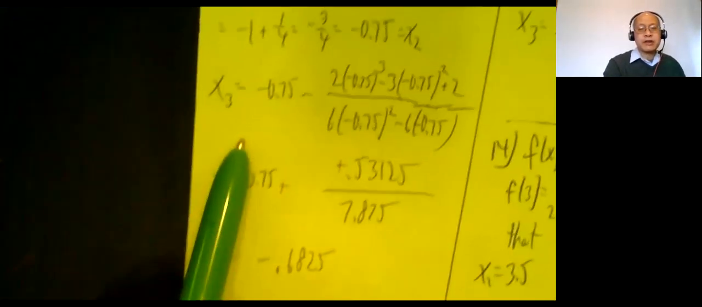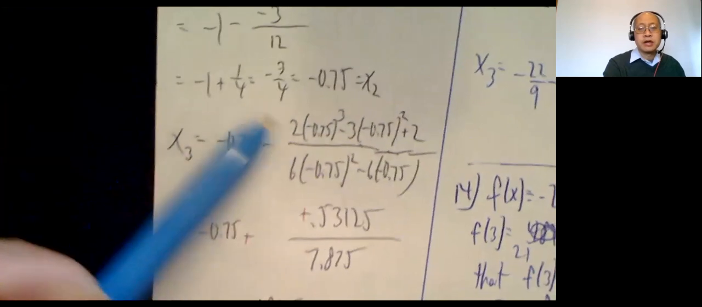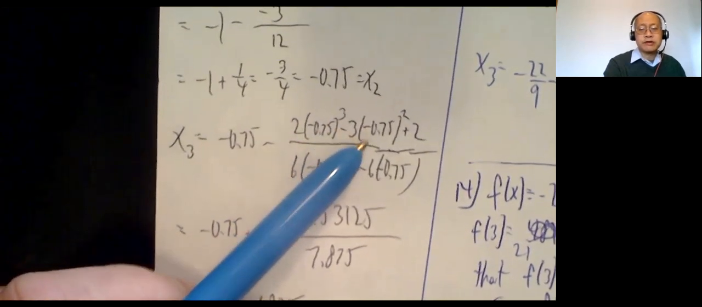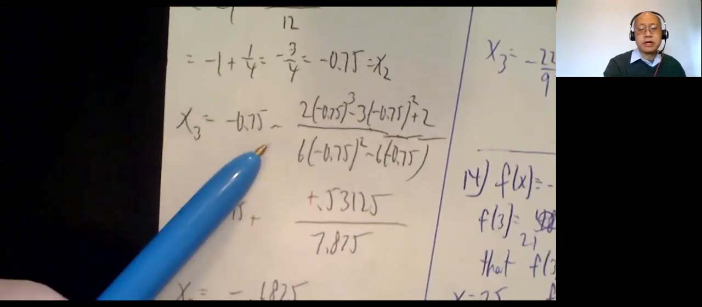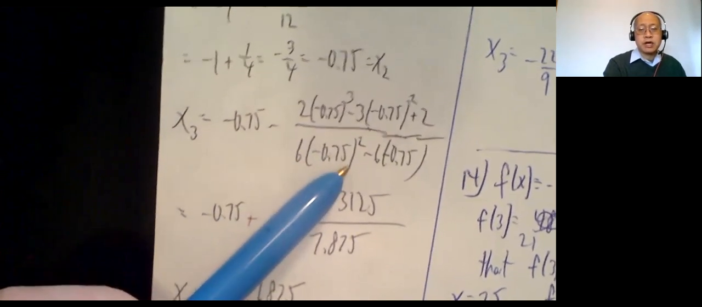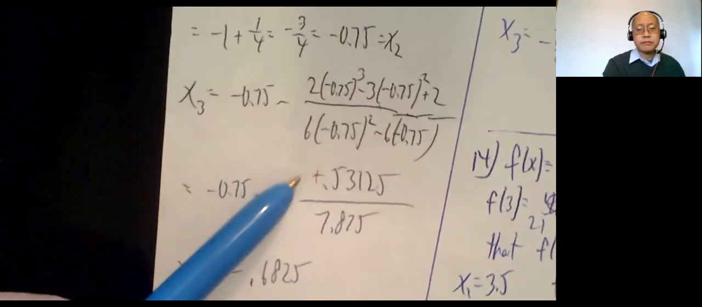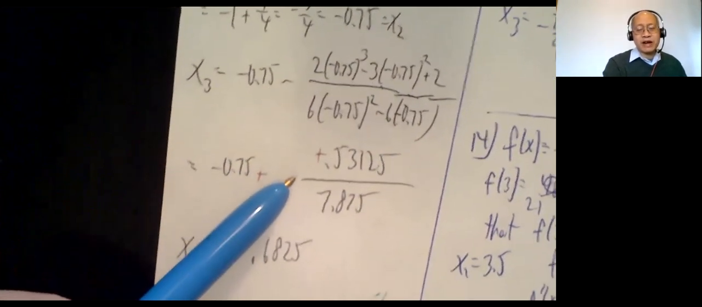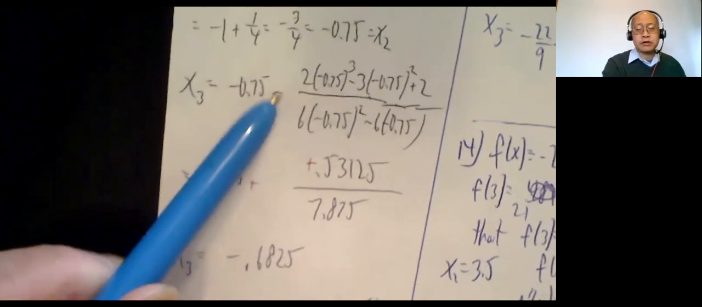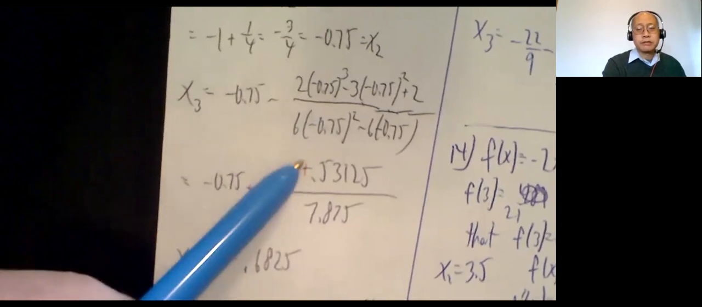So -0.75 minus 2x cubed, so 2 times -0.75 cubed minus 3 times -0.75 squared plus 2, divided by 6 times -0.75 squared minus 6 times -0.75. Maybe I don't want to leave you completely out of the loop in case you're not sure how this works out. So I'll actually type this one out on my calculator, but this is what it's supposed to come out to be.